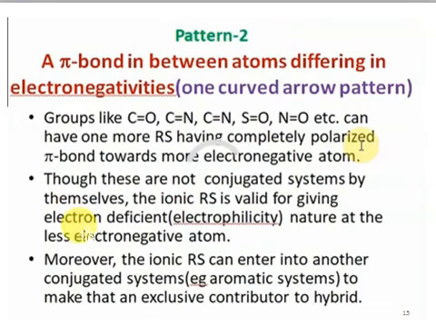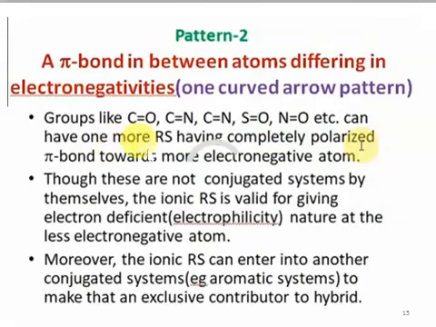The second pattern for drawing the resonance arrows is when there's a pi bond between atoms differing in electronegativity, right? So you may have a pi bond between carbon and oxygen, carbon and nitrogen, carbon and sulfur, or nitrogen and oxygen. You can have a double bond between these two. So a double bond is a pi bond actually, right? So in such cases, groups like these can have one more resonance structure which has a completely polarized pi bond.